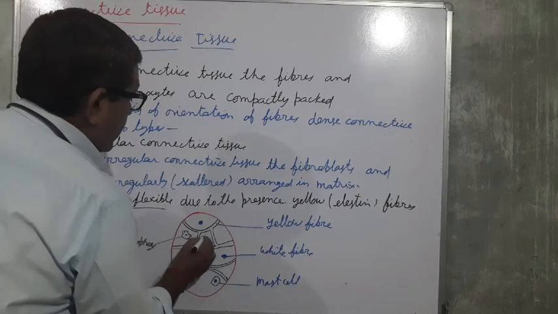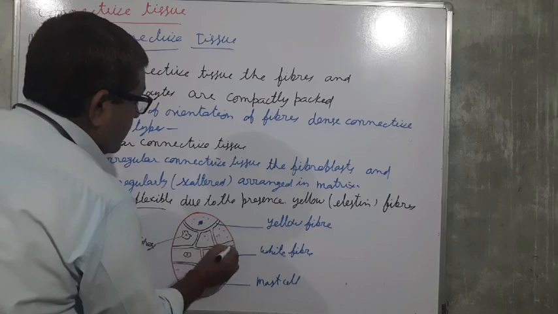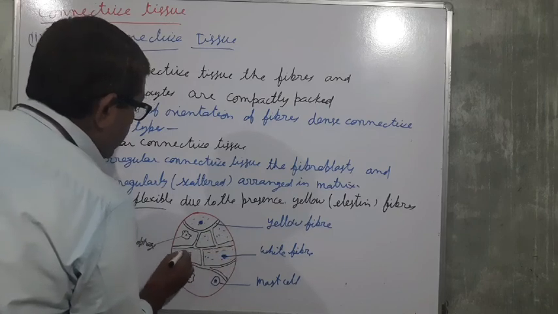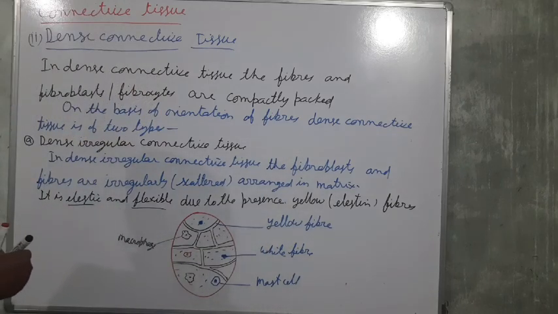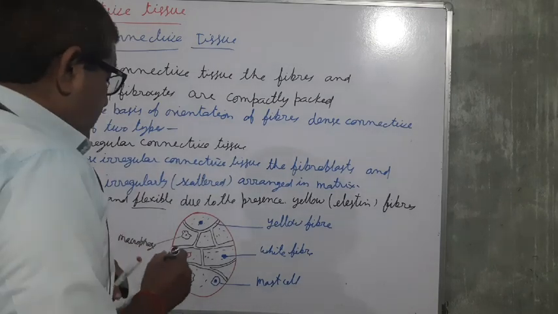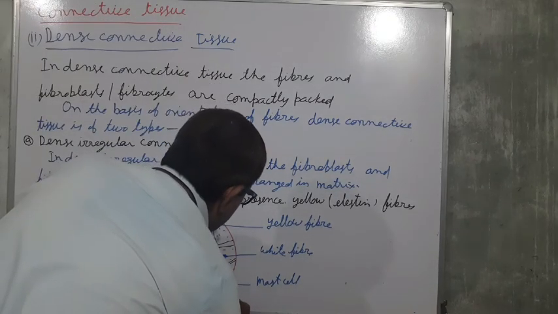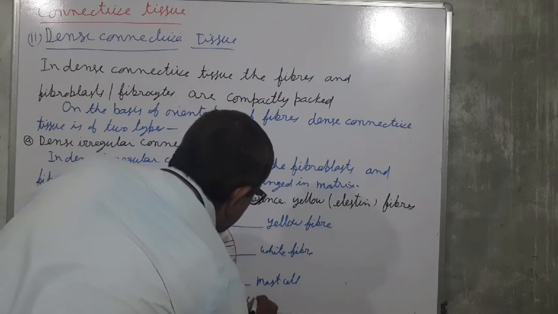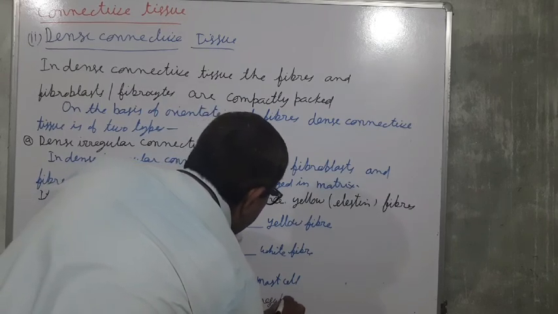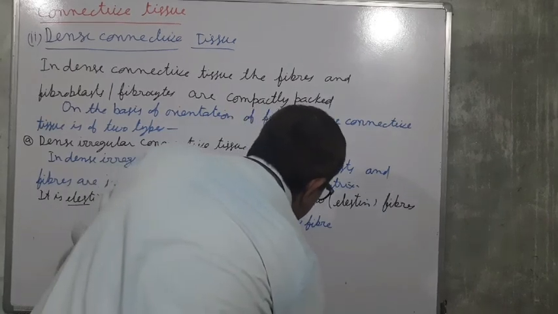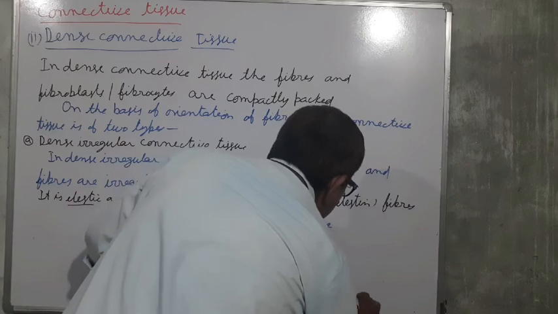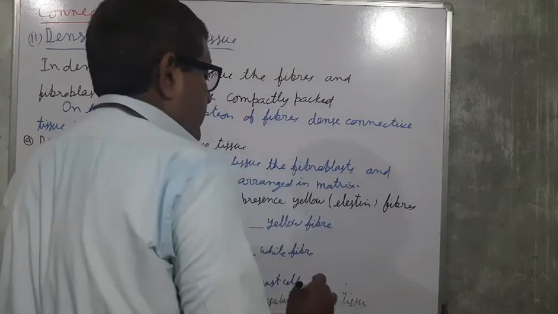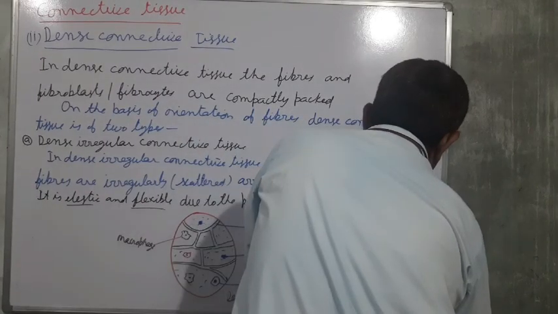Macrophages. So this is the diagram of dense irregular connective tissue. Both diagrams are given. This is dense irregular connective tissue, for example the ligament.